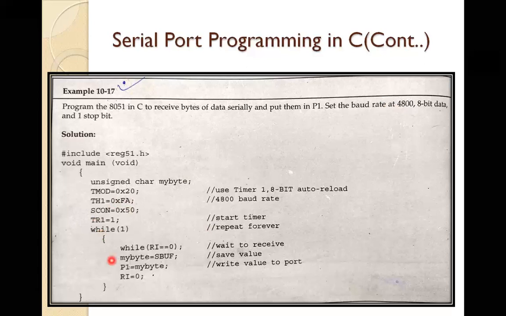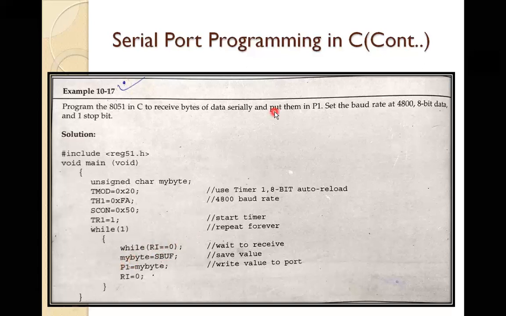So in the brackets again check the RI flag, whether it is one or not. We use again while for the continuous process: while in brackets RI equal to 0, semicolon. So when RI equal to 1, then the data or byte is available. The byte is available in SBUF. So place this data in a safe register, that is mybyte equals SBUF. So copy the value available in the SBUF register into our variable, that is mybyte.